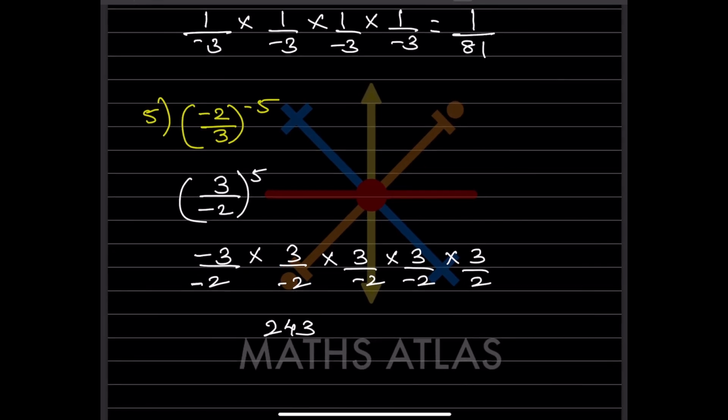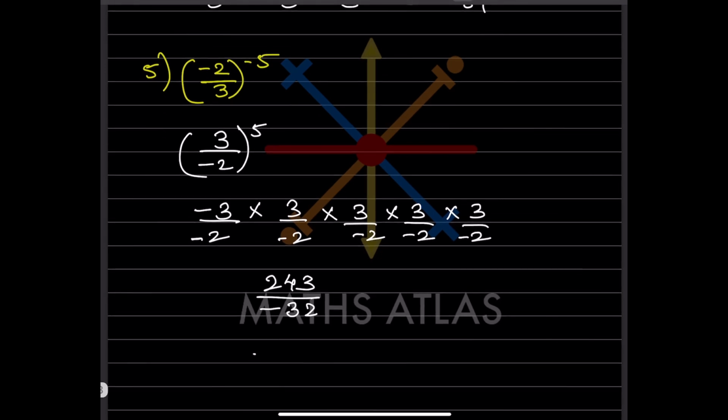Here you will put negative 1. And now you can see, as I said, these are 1, 2, 3, 4, 5 negatives, this is an odd number. So it is going to be negative, but then 2 2s are 4, 4 2s are 8, 8 2s are 16, and 16 2s are 32. And this you can also write as minus 243 by 32.